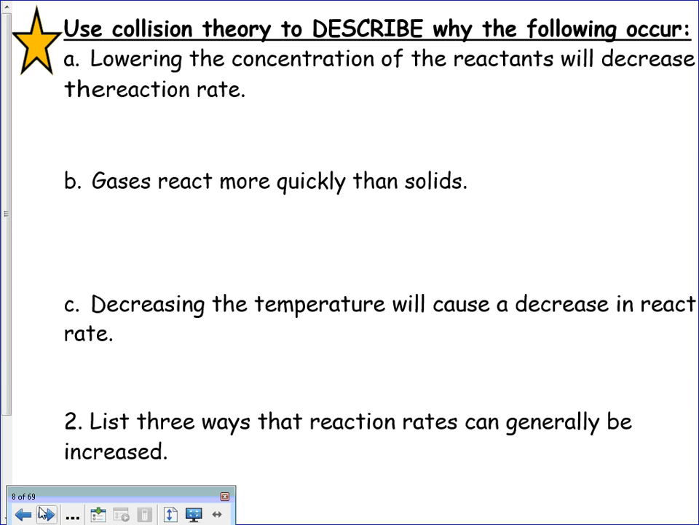Are we on B yet? We're on C. Decreasing the temperature will decrease the reaction rate. The higher the temperature, the faster it goes, with more kinetic energy. And if it's colder, there might not be enough energy, and also.